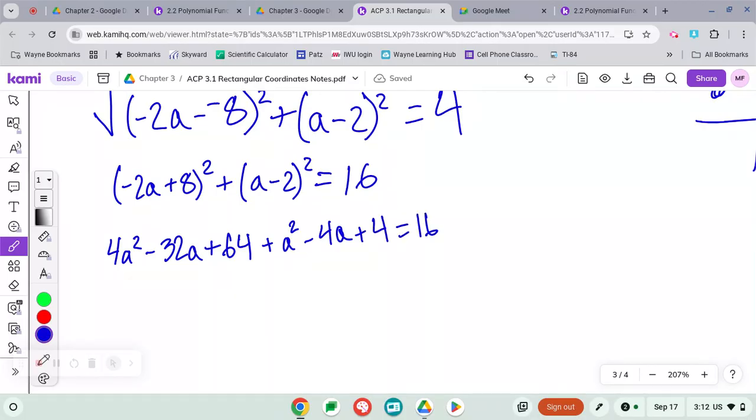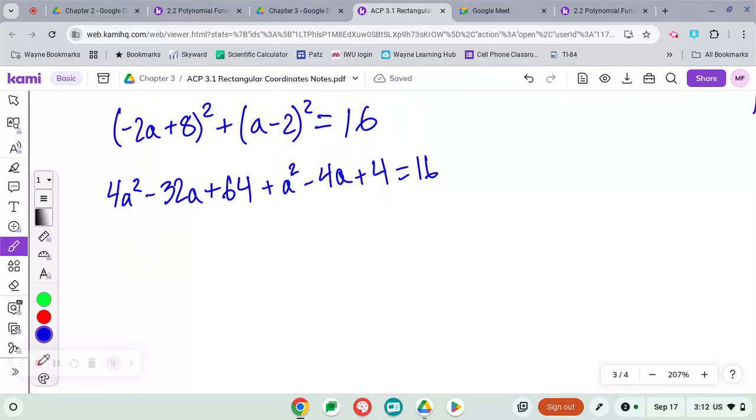We're going to combine our like terms. So if we combine our like terms, we got 5a squared minus 36a plus, what does that become? 68, but then we'd subtract the 16.